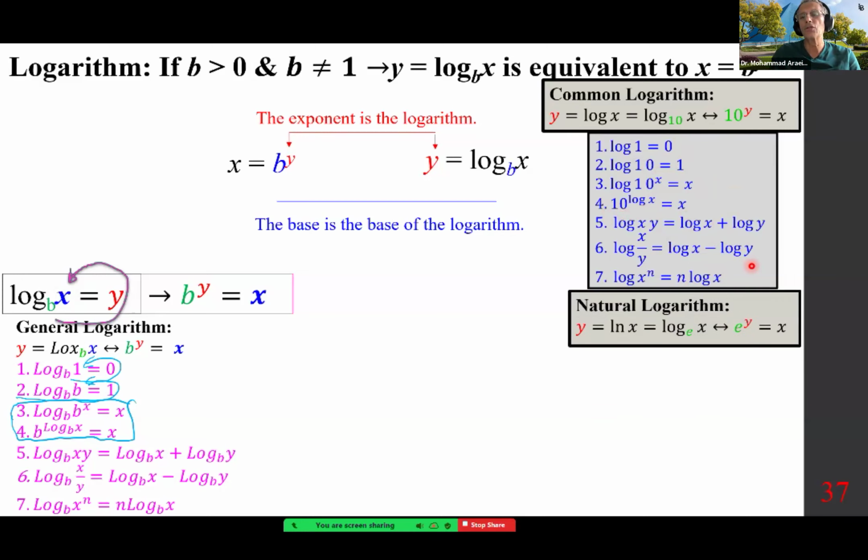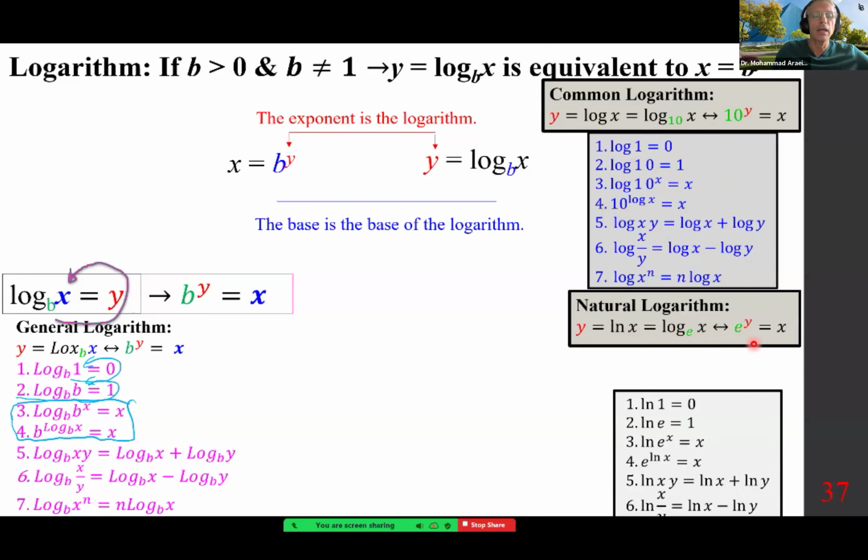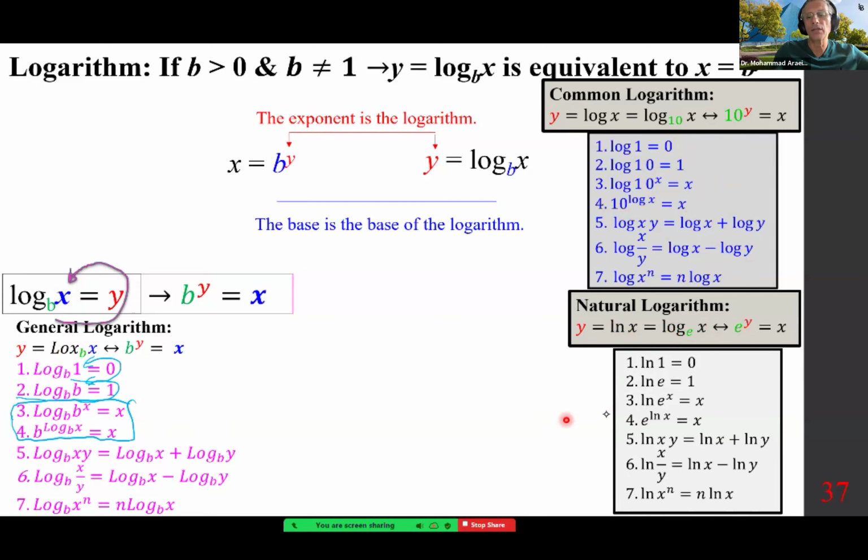In the case of a natural log, the base is e. So when we write ln x, we mean log x base e. And that means e to the power of y is x. And you can see the general format to a specific format. ln 1 is 0, ln e is 1. This one again, number 2, the base and the argument must be the same. When we have ln, we know the base is e, so we have to put e here. Ln of e to the power of x is x, e to the power of ln x is x, and the rest of them follow.